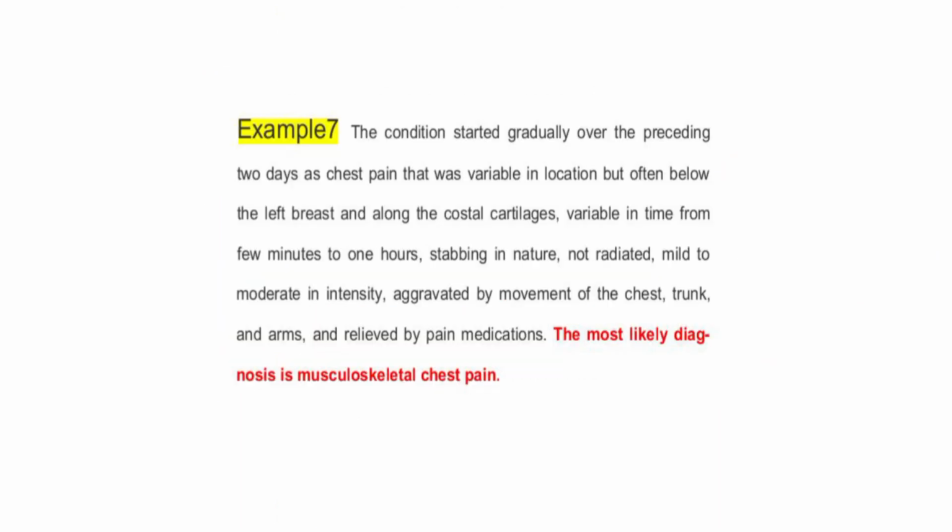Example number 6: these are the cases. Their symptoms lead to their diagnosis. The condition started gradually over the preceding 1 month as occasional attacks of chest pain located in the center, burning in nature, sometimes radiating to the back, from mild to severe, precipitated by large meals and bending or lying down, and relieved by antacid medications. The chest pain was associated with regurgitation, meaning flowing back of the contents, with no sweating or breathlessness. This is the first time the patient felt such a pain. So this is the diagnosis of esophageal pain, gastroesophageal reflux disease, GERD.